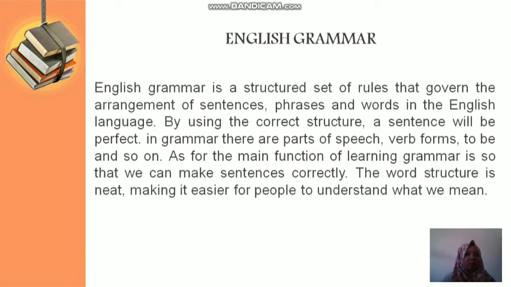In grammar, there are parts of speech, verb forms, to be, and so on. As for the main function of learning grammar, it is so that we can make sentences correctly. The word structure is neat, making it easier for people to understand what he means.